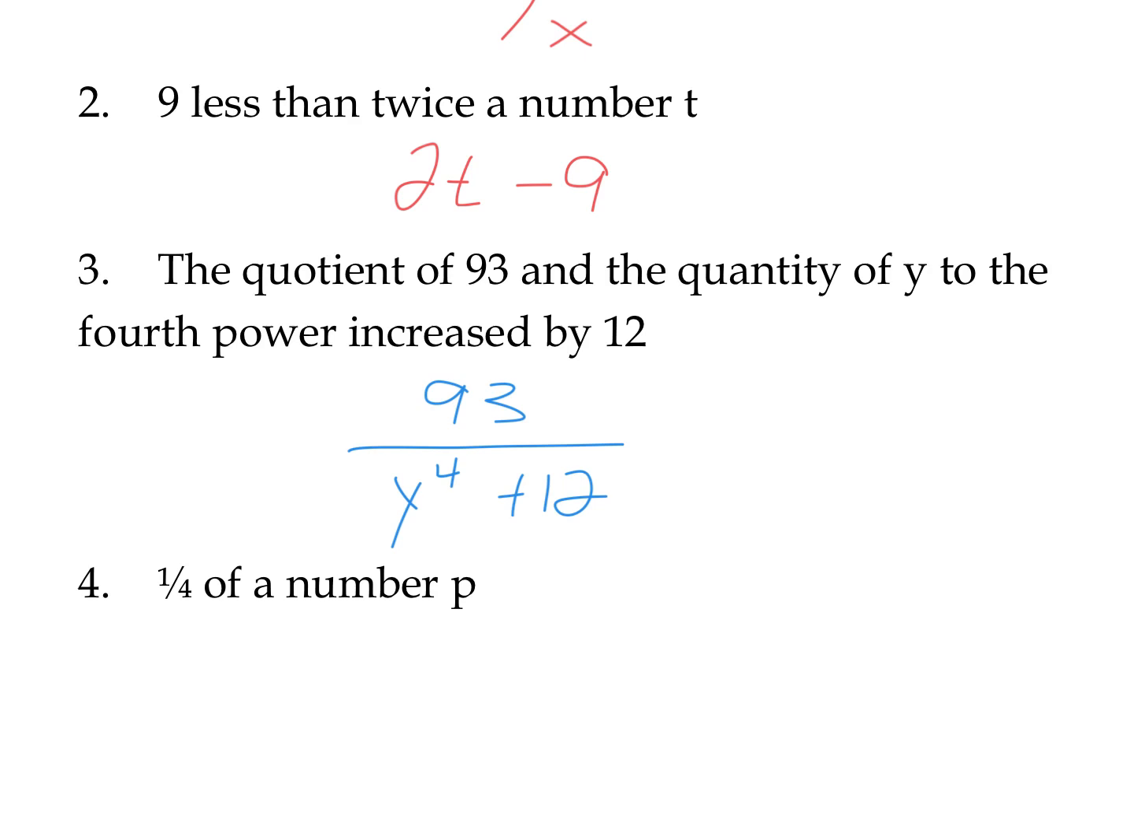The next example is 1/4 of a number p. This is an example of where "of" indicates multiplication. 1/4 of something means we're taking 1/4 times p. 1/4 of something is 1/4 times whatever that amount is. So that's where we see "of" indicating multiplication.